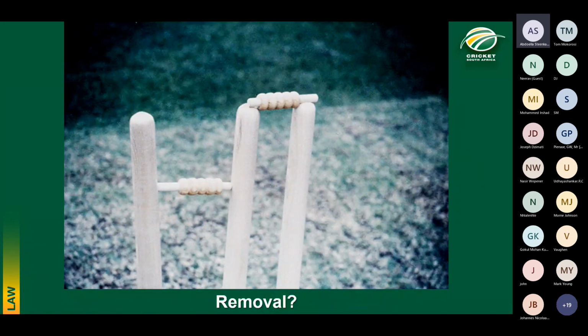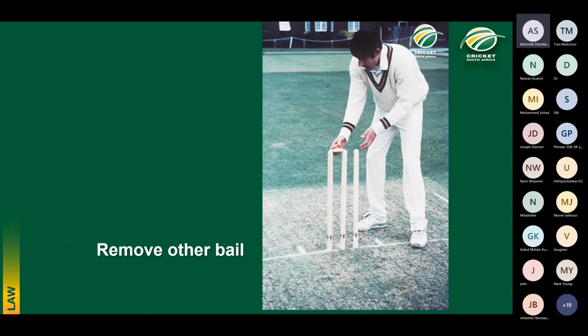Is the wicket down? Yes, the bail is removed completely from the top of the stumps. Yes, it gets stuck between the stumps, but the criteria that you need to take into account is, are the bails removed completely from the top of the stumps? The answer to the question is yes. So yes, in this instance, the wicket is down.